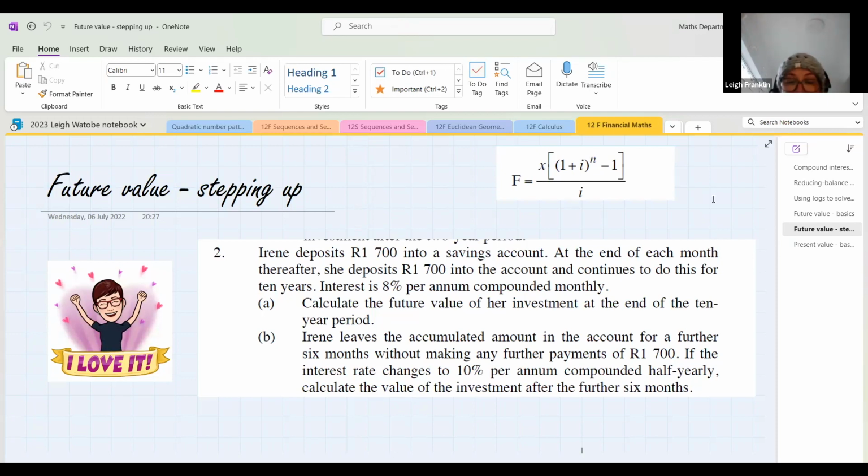So if it was half yearly, we would divide by 2. If it was quarterly, we'd divide by 4. If it was monthly, we'd divide by 12, etc. Anyone remember what the letter N represents? What does the letter N mean in future value? Any takers? There we go. Mamelo, the number of payments. Yes, Lisejo, the number of payments. It is the number of payments. It's not the number of years.